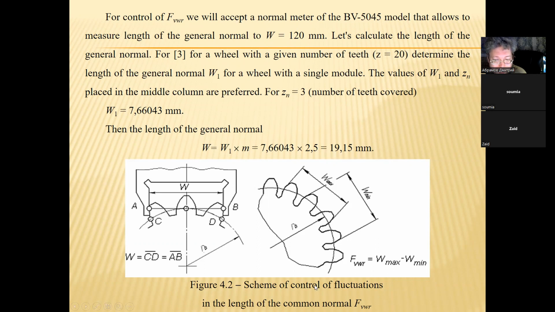And there is a scheme of control of fluctuation in the length of the common normal, big F suffix VWR. There are the length of the common normal minimum and maximum, and that is the measuring instrument for control of the length of the common normal. And we use number of teeth covered 1, 2, 3. Z suffix N is equal to 3.